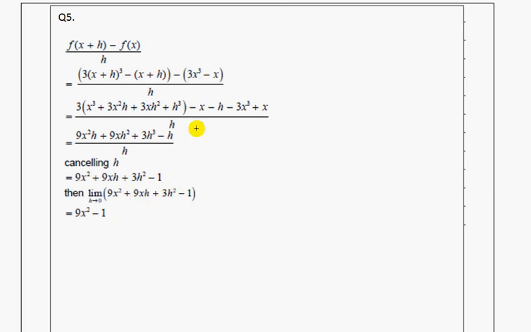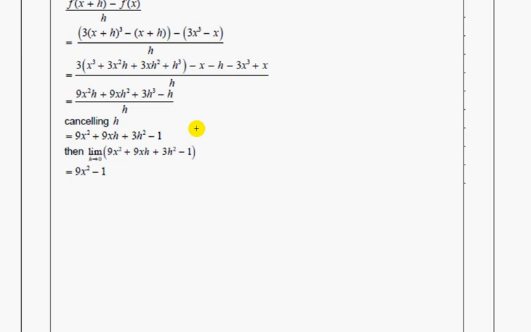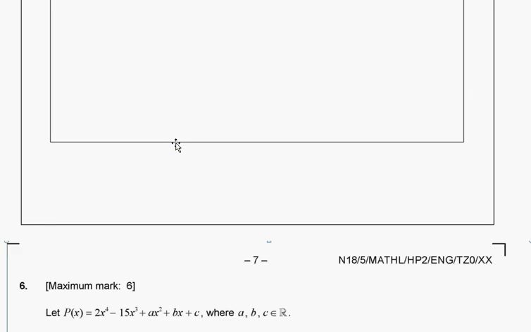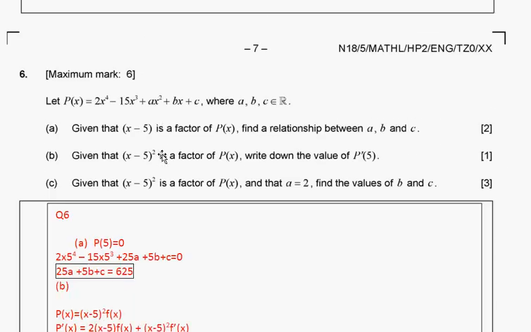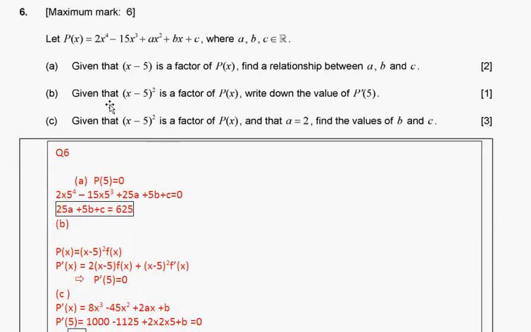Question 6. So we have some polynomial and a. Given that x minus 5 is a factor of p, find the relation between a, b, and c. So there is a theorem that the remainder of dividing by x minus 5 will be p at 5. Because it is a factor, the remainder should be 0. So we find the remainder and make it 0. As a result, we have this expression.